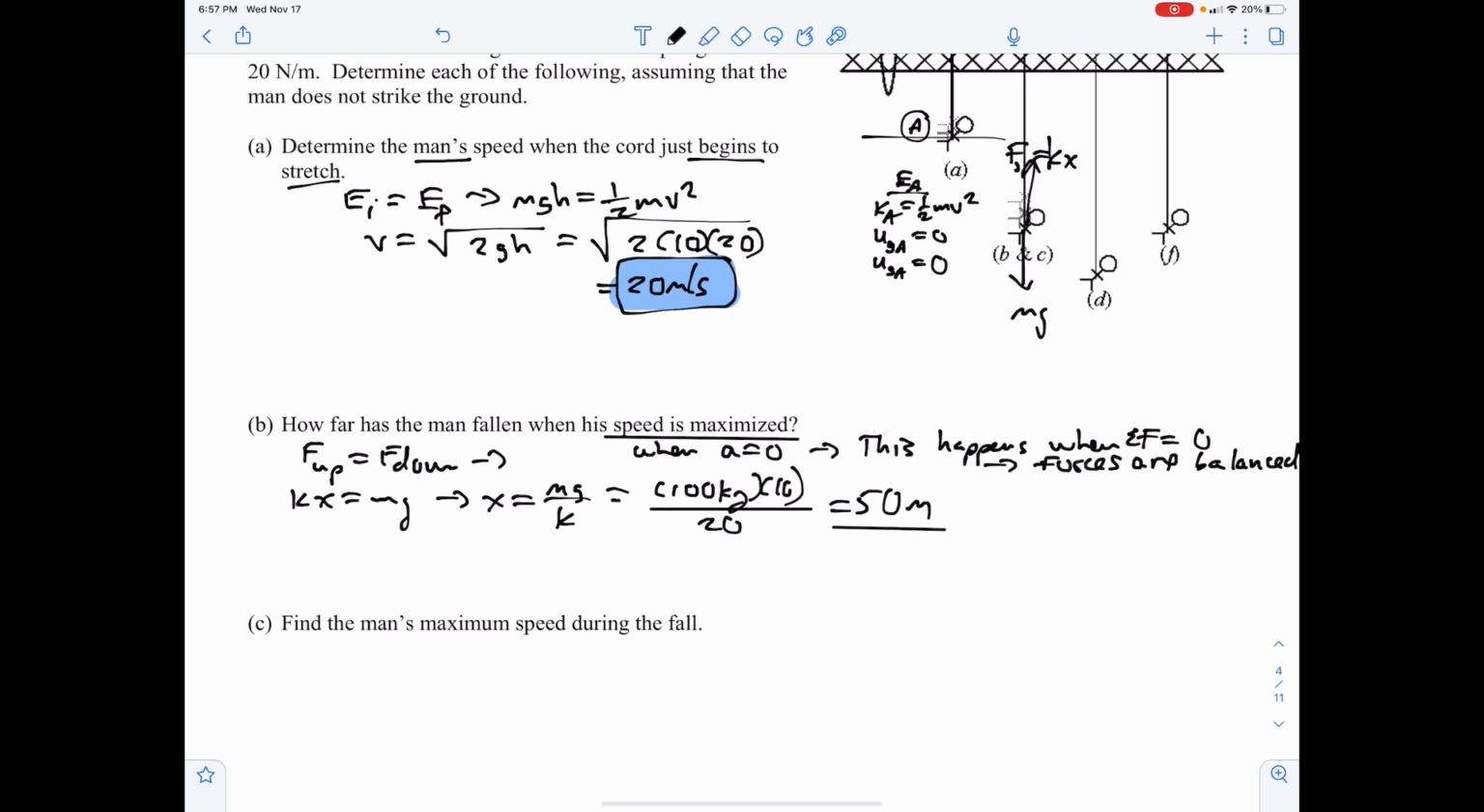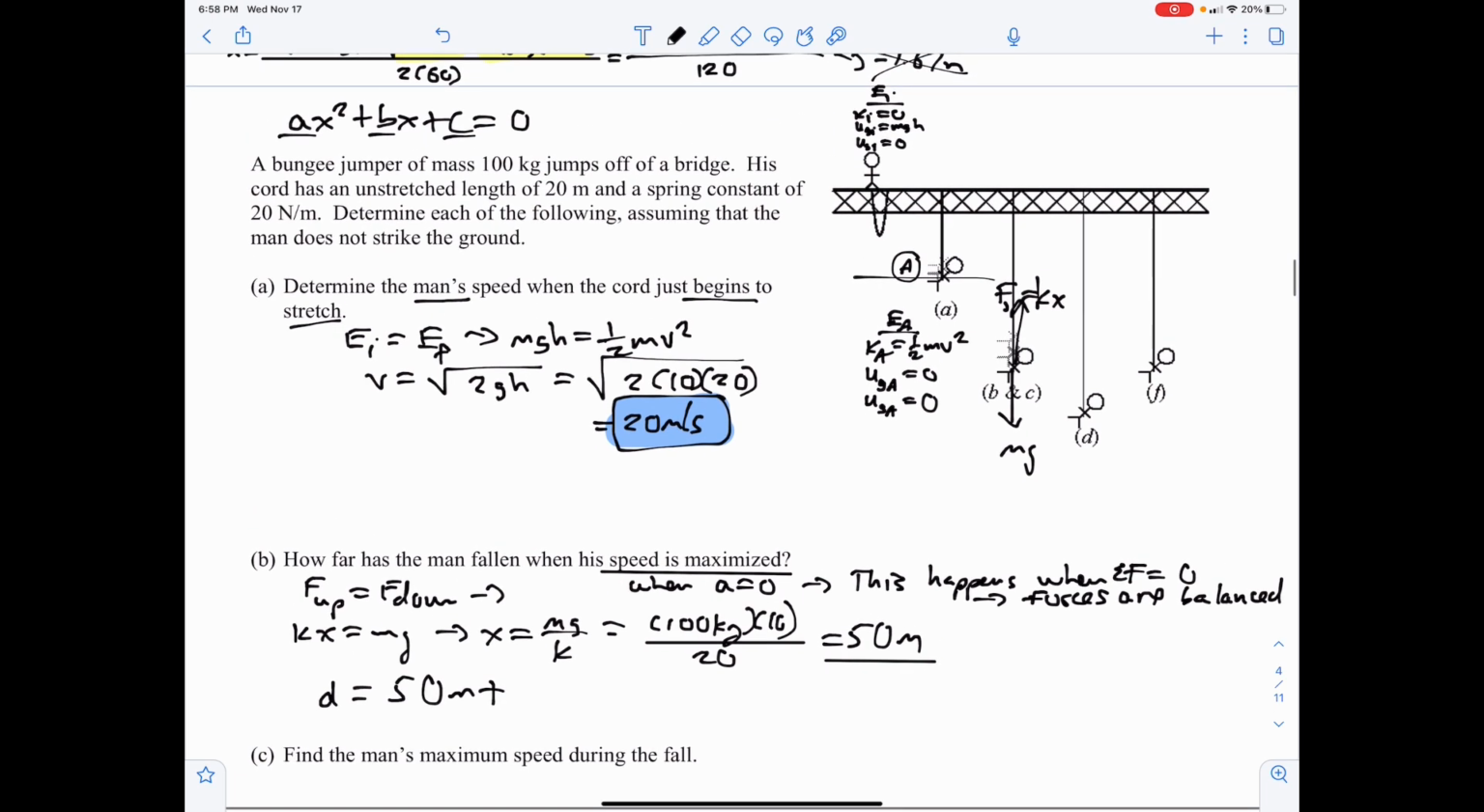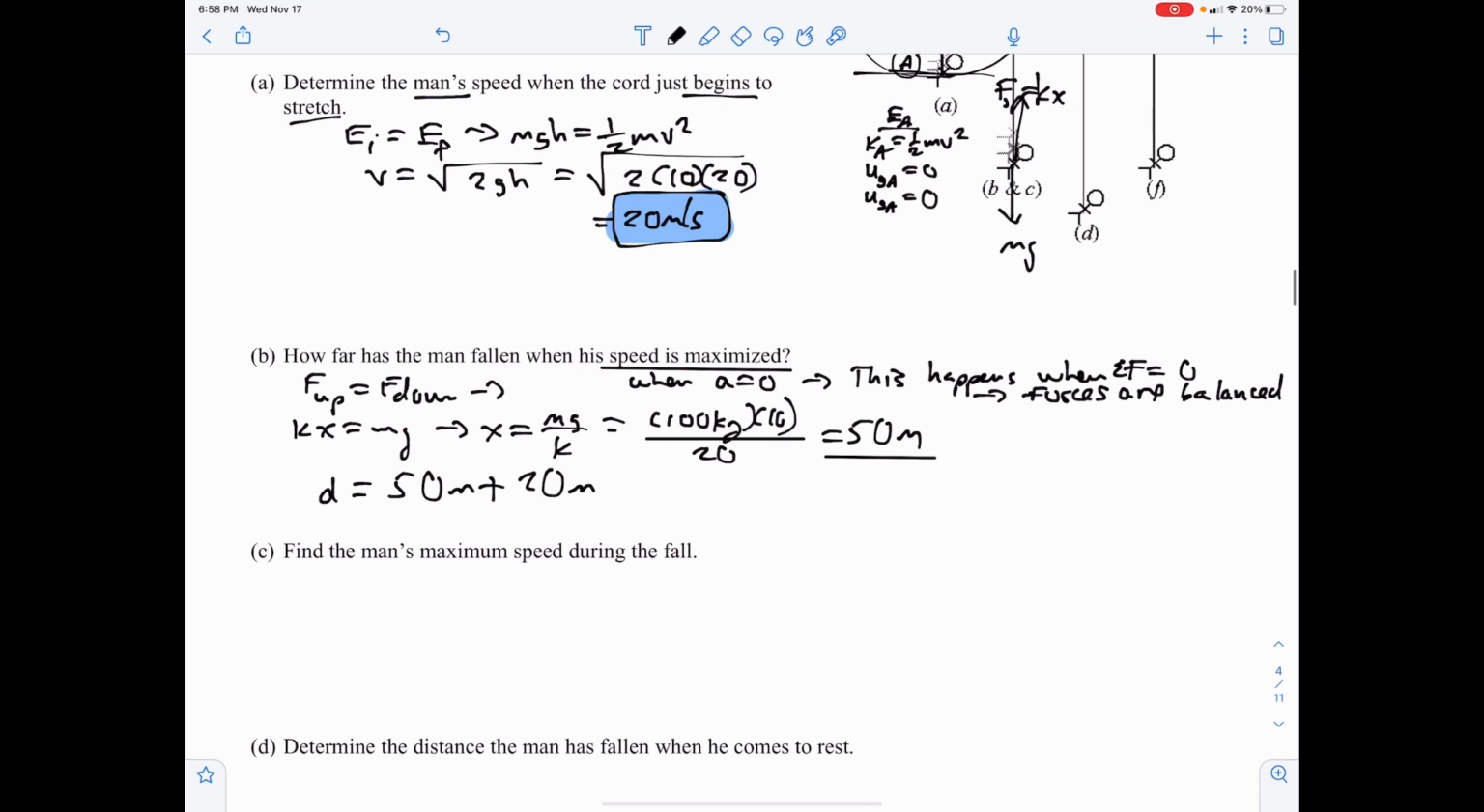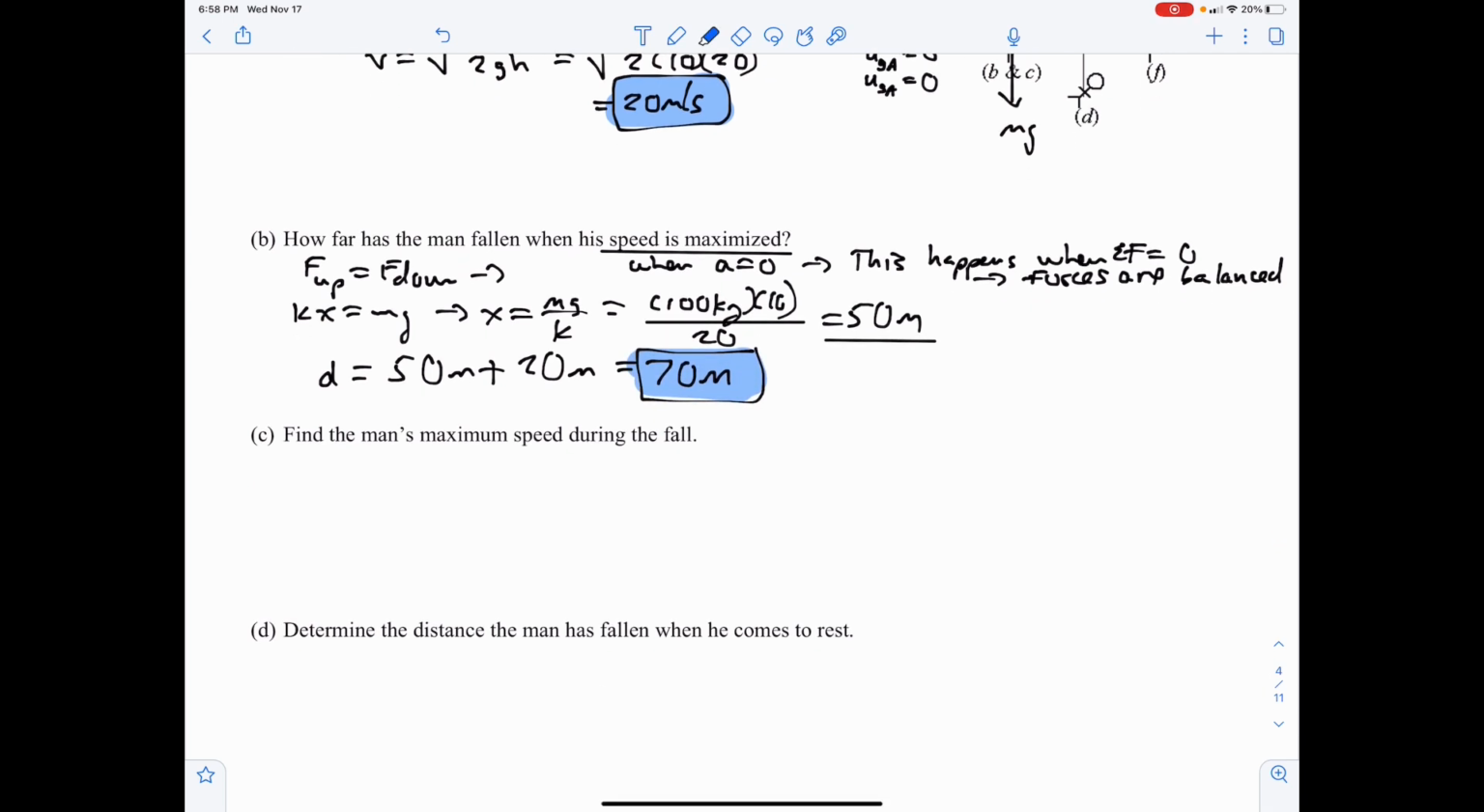Now, that's not how far the man has fallen. The man has fallen the 50 meters plus the actual length of the rope. Because remember, the man builds up speed for 20 meters until the actual bungee cord begins to stretch. So you've got the 20 meters of bungee cord plus the 50 meters of stretch. So the man actually falls 70 total meters before the speed is actually maximized and the acceleration drops to 0. Find the man's maximum speed during the fall.